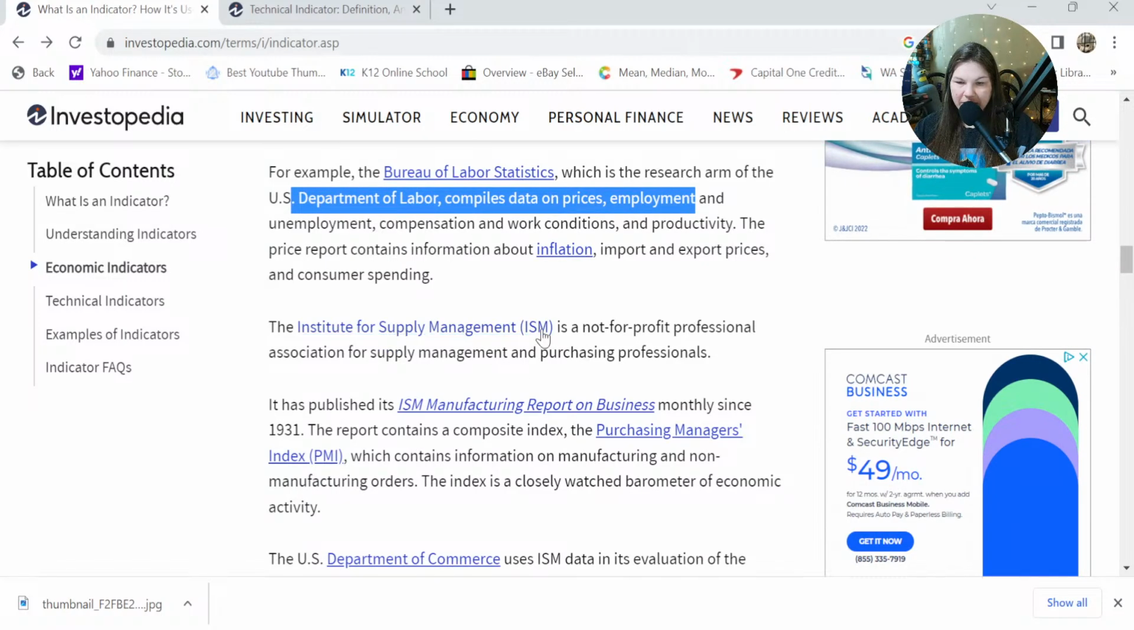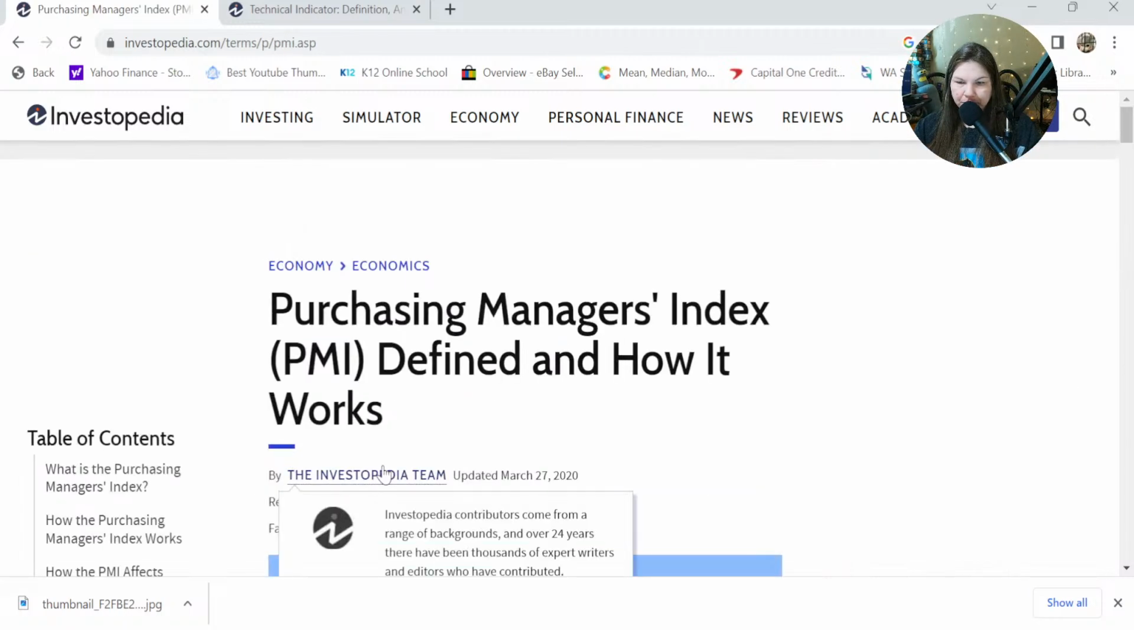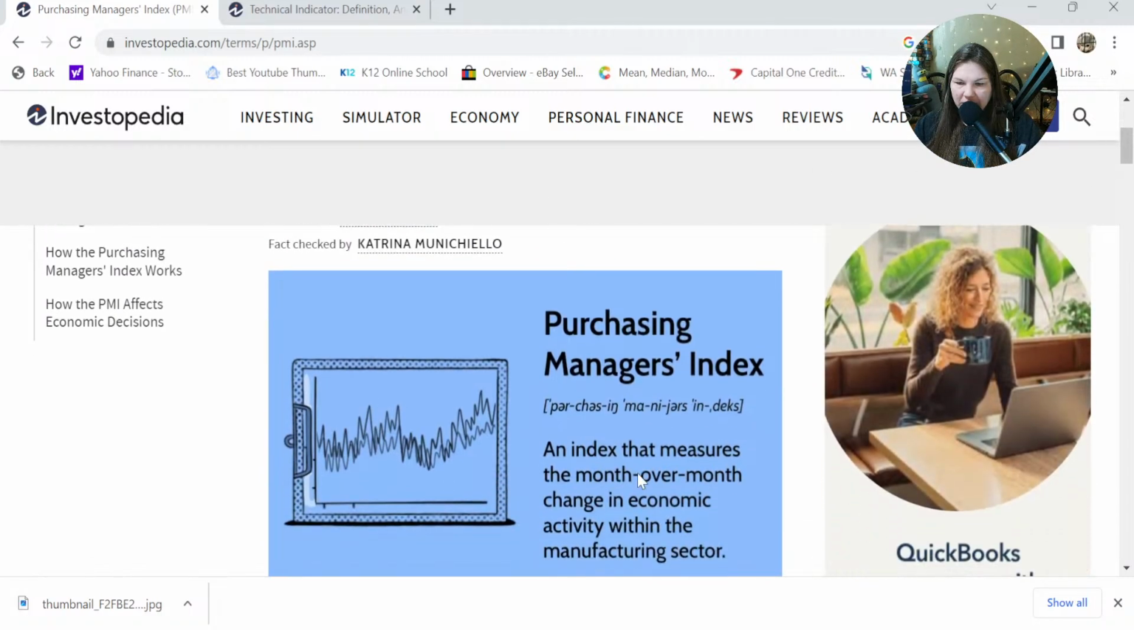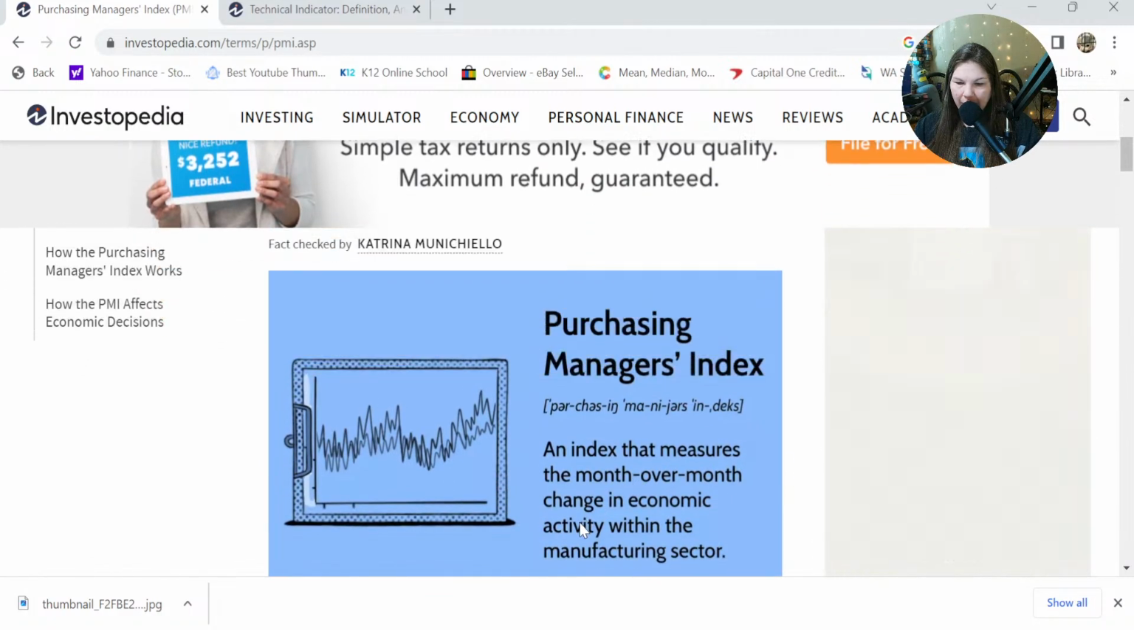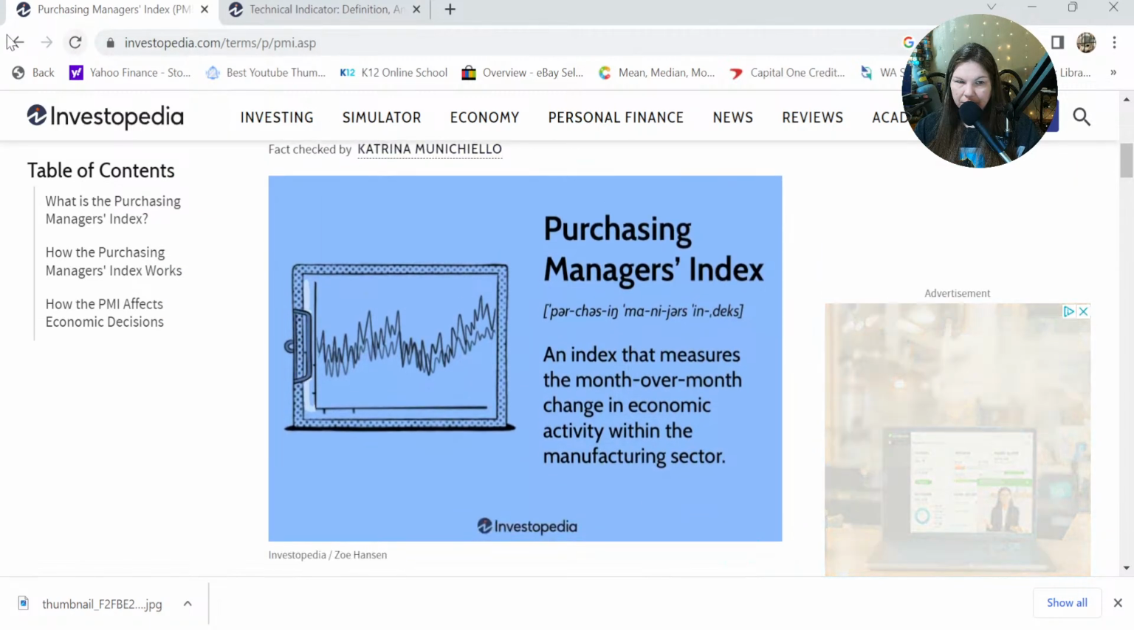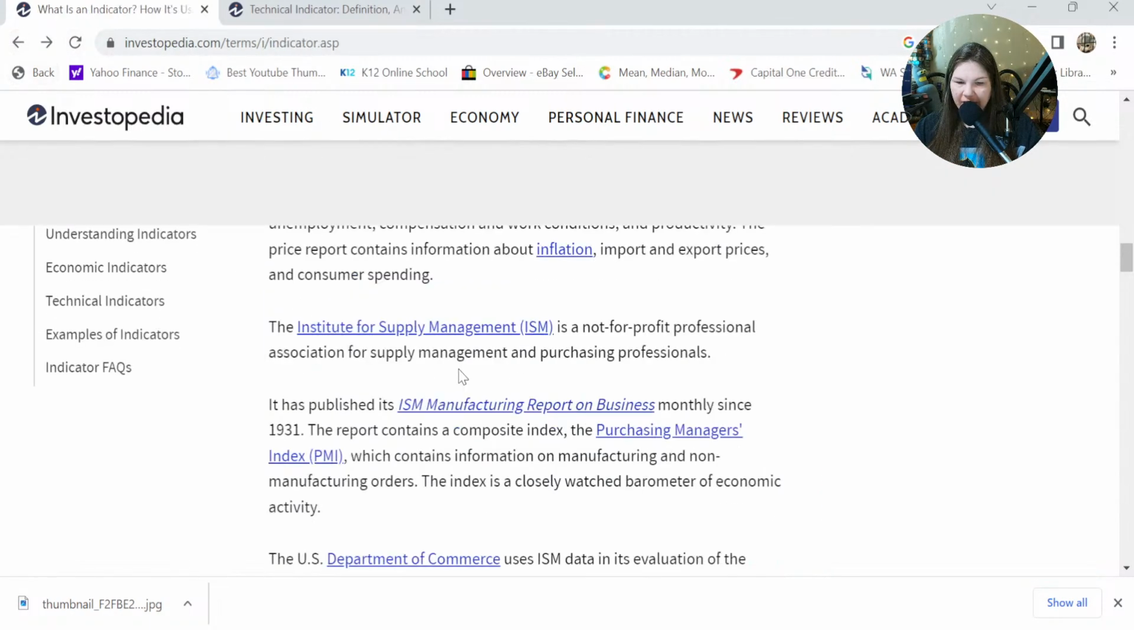The Institute for Supply Management, ISM, is a non-profit professional association for supply management and purchasing professionals. It has published its ISM Manufacturing Report on Business monthly since 1931. The report contains a composite index, the Purchasing Managers Index, which contains information on manufacturing and non-manufacturing orders. The index is a closely watched barometer of economic activity. It's an index that measures the month-over-month change in economic activity within the manufacturing sector. And we will check out the Purchasing Managers Index. That's a good one, guys.